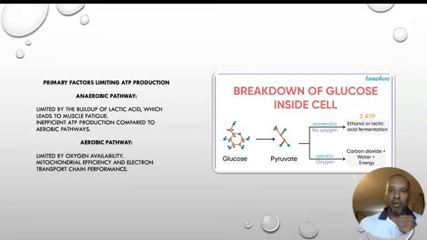In short, anaerobic energy is limited by lactic acid buildup, and aerobic energy depends on oxygen and how efficiently our cells can produce ATP.